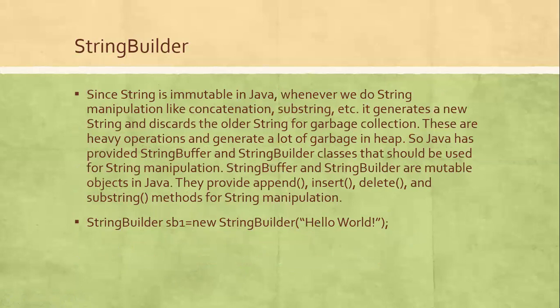Okay, this brings us to the StringBuilder approach, the second approach. Let's understand why StringBuilder comes into the picture. Since String is immutable in Java, as discussed earlier, when we do string manipulation like concatenation, substring, etc., it generates a new string and discards the older string for garbage collection. So a new string is generated and the older one is shoved into garbage collection. These are heavy operations and generate a lot of garbage on the heap.